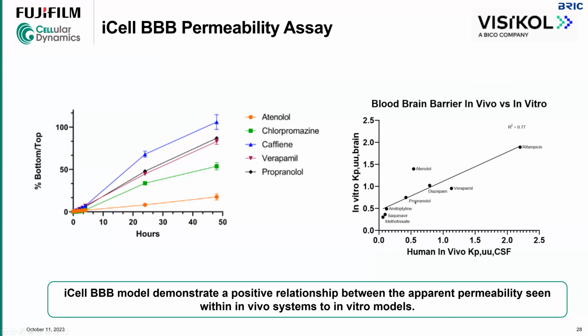So again, you have a number of different compounds compared, with the R squared being 0.77. So again, highly correlated in vivo versus in vitro human data. And you can see some information about positive and negative controls with regard to how the compounds are able to penetrate the BBB system. So again, you can monitor how properly the cells are connected, and you can screen your compounds in no time.